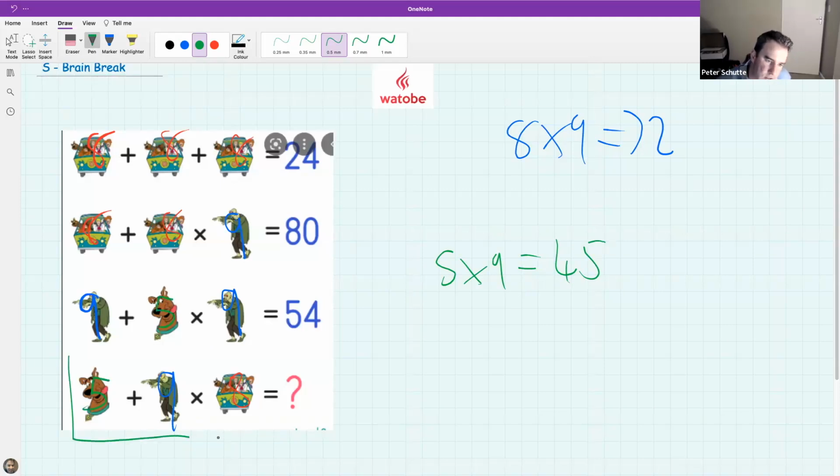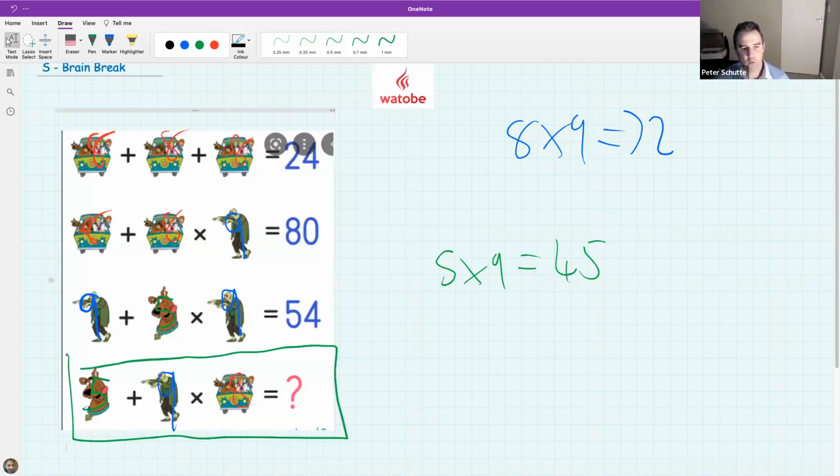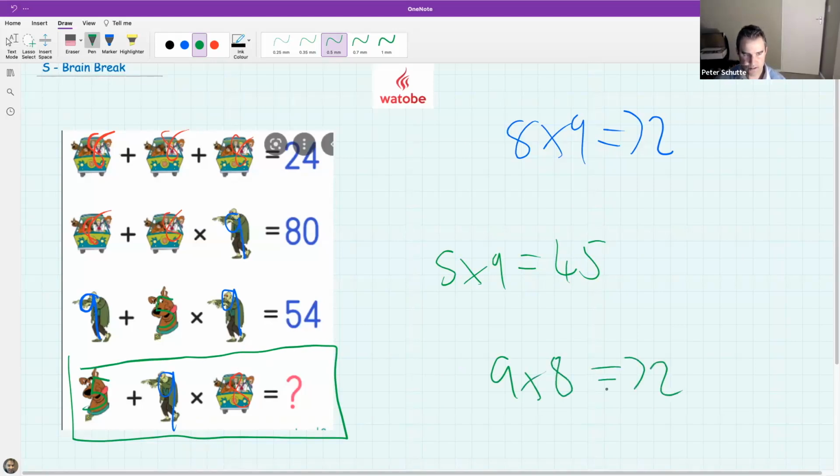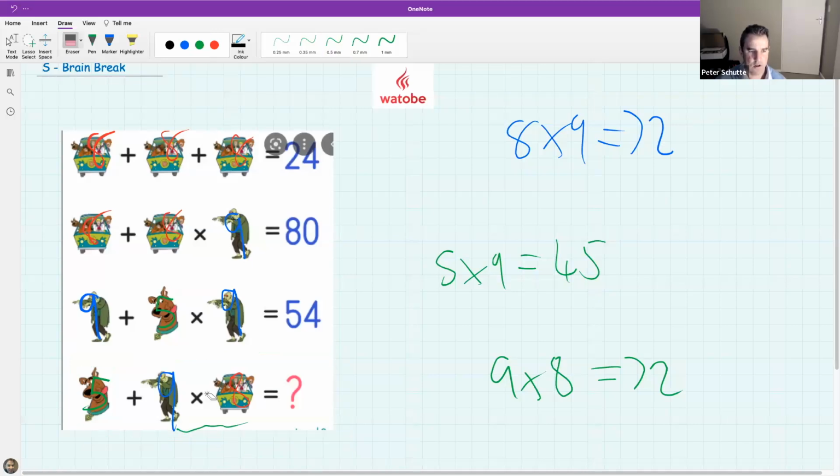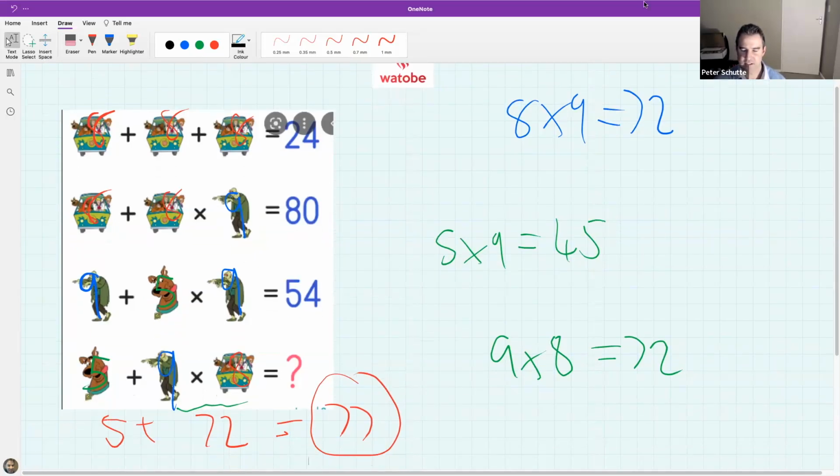So what is this final one going to be equal to? A Scooby-Doo plus a monster times the Scooby Van. Well, BODMath says that we have to do the 9 times 8 first, and the 9 times 8 is 72. So this bit here is 72. Let's just get that. So that's 72, and this is 5, which means the final answer is 77. Yes, well done, everyone.